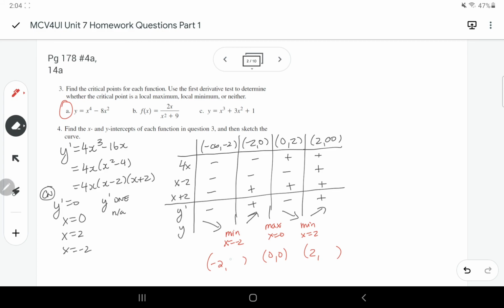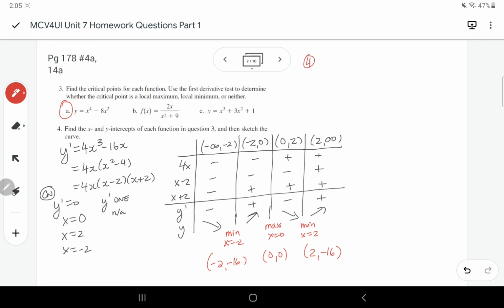So this would actually be, sorry about that, that's negative 16, and so would that. So those are the max min points, and there's the intervals of increase and decrease. So the x and y intercepts.